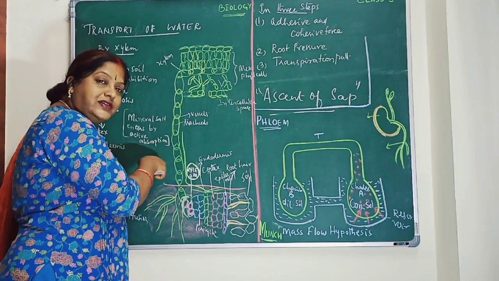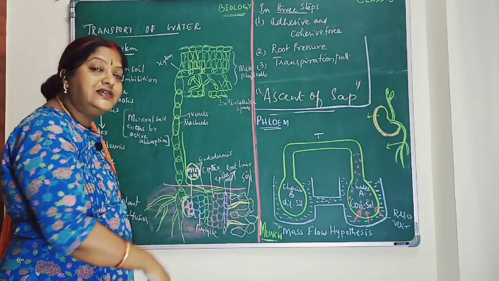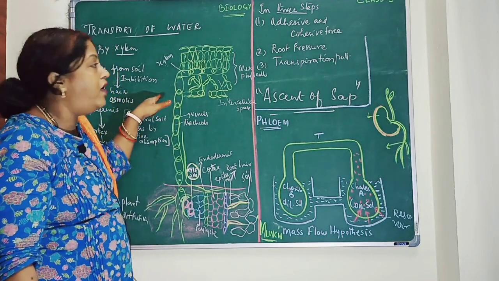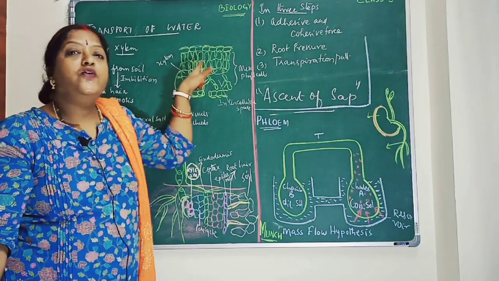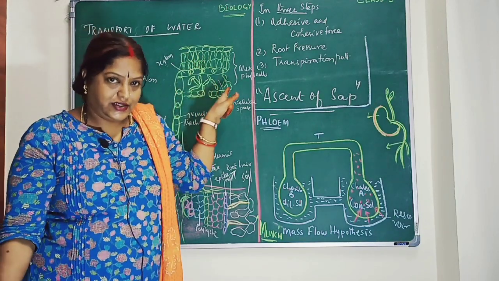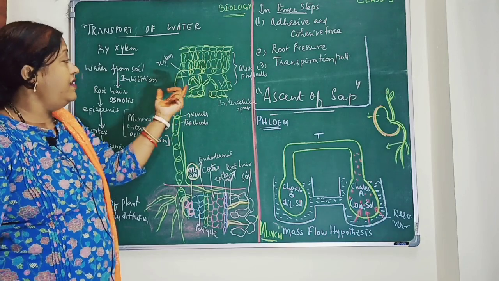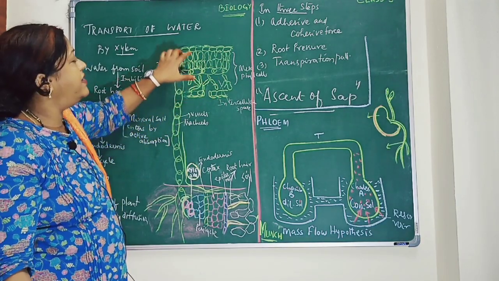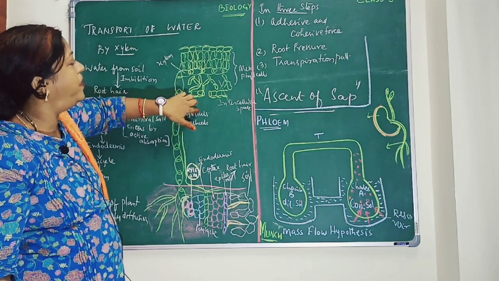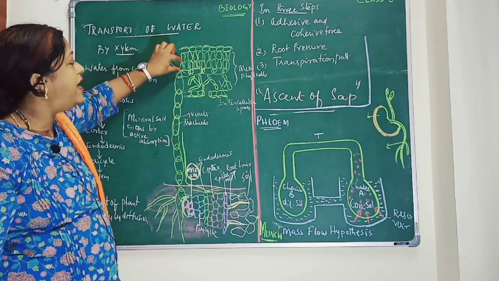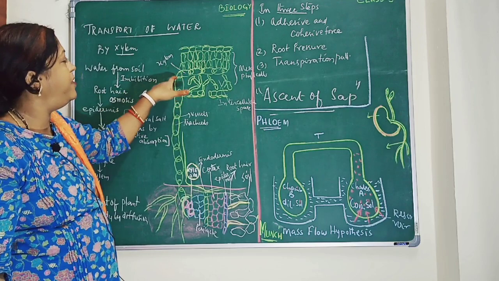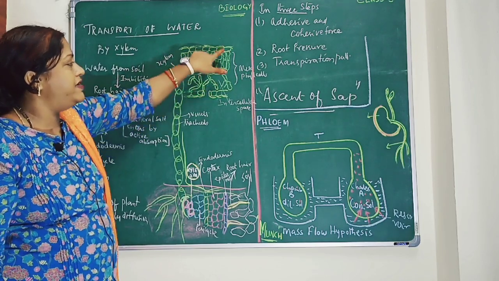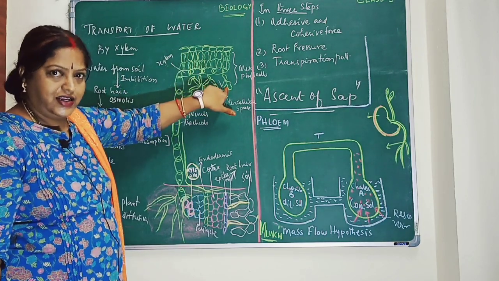This is vessels and tracheids. The dead cells in the xylem form the wall and reach the mesophyll cells of the leaves. Understood? And then these are the intercellular spaces in the leaves, and this is upper epidermis, this is lower epidermis, palisade parenchyma and spongy parenchyma. You can see here xylem. This is mesophyll cells. Understood, children?